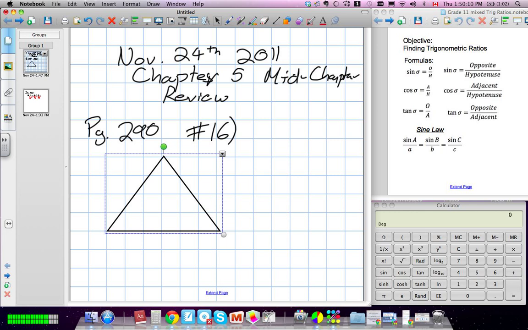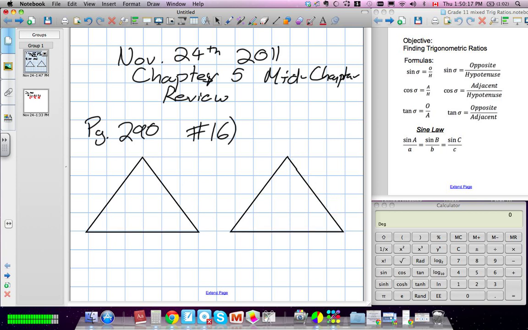I'm going to put 2 of them up here. I'm putting 2 just so we can refer back to the original, because I'm going to manipulate the second one. So what this means is every side of this triangle is 4 meters because it's equilateral. That also tells us something about all of the angles.